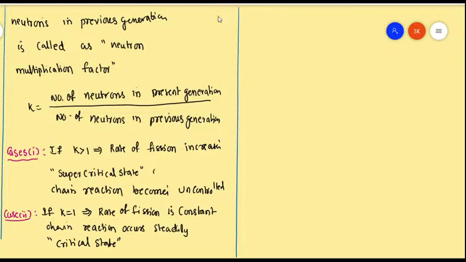Next, let us go for case 3. Case 3 is very simple. It is based on k less than 1. K less than 1 means the number of neutrons in the present generation should be less than in the previous generation. That means the number of neutrons decreases successively, so the rate of fission also decreases. Rate of fission is nothing but how many neutrons are there, that many fissions take place. Rate of fission means the number of fissions per second.